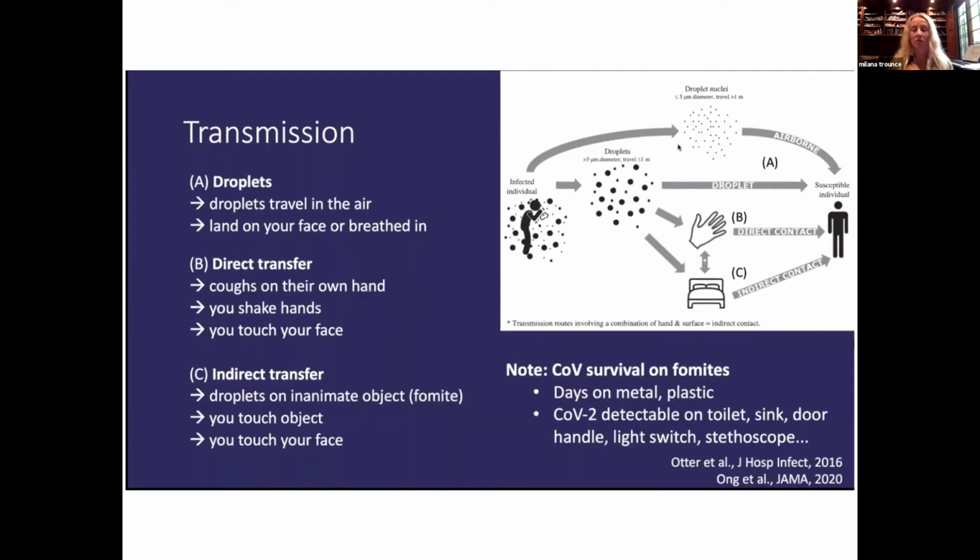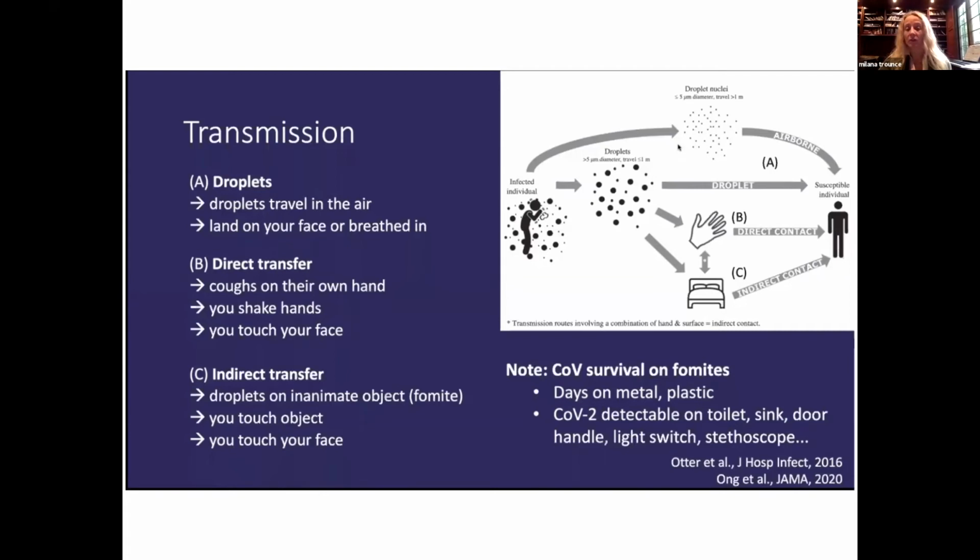Direct transfer means you cough on your own hand, you shake somebody's hand, and that somebody touches their eyes or mouth, boom, they're infected. That's direct transfer. Indirect transfer: you cough on a table, somebody touches that table, they touch their eyes or mouth, they're infected. So basically interrupting that is key.